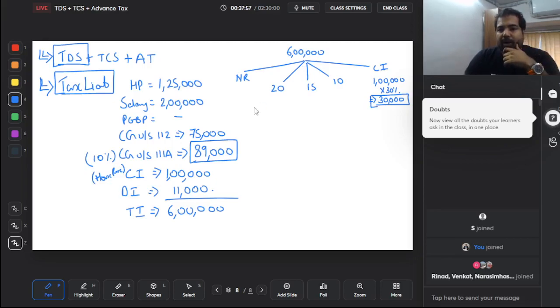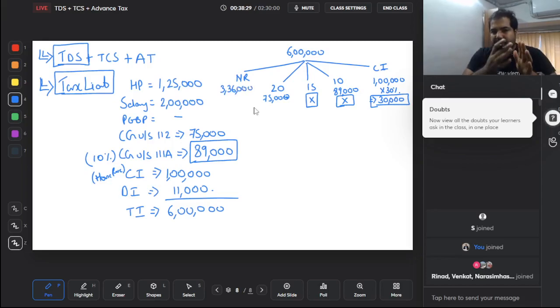10% will not happen because this is only 89,000, so there will be no tax because this is not more than 1 lakh. So this is also final. Yes. 15%, there is nothing like 15%. 20% is 75,000, it's basically into 20%. And the remaining: if I minus from 6 lakh, 1 lakh, 89,000 and 75,000, the remaining is 3,36,000.